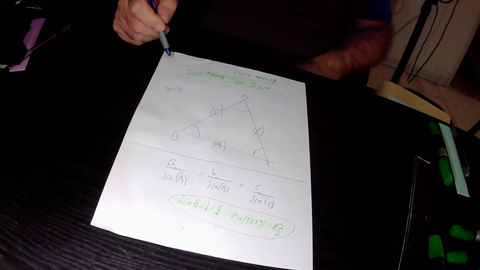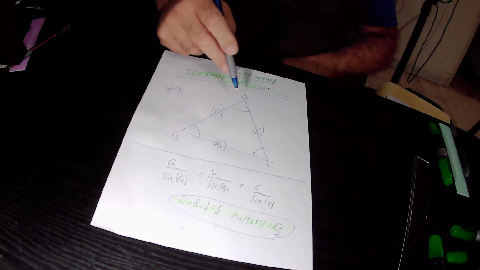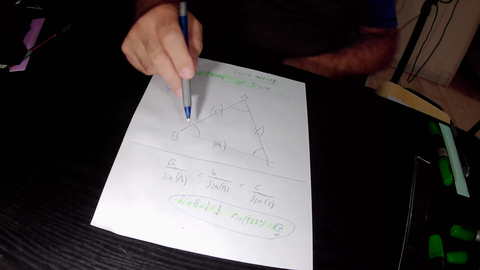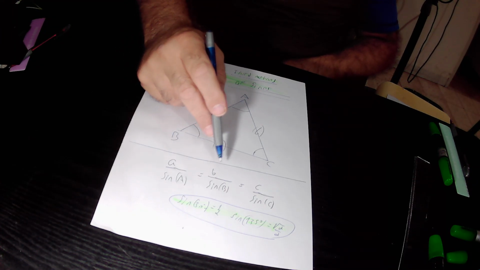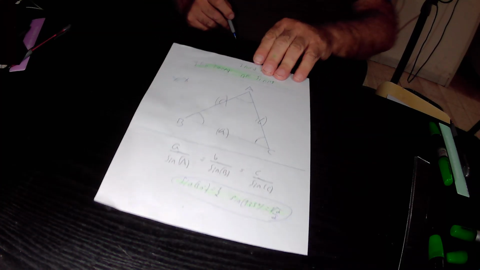So in this triangle ABC, that could be any triangle, according to the law of sines, the following equation is true: a over sin A equals b over sin B equals c over sin C. Again, a over sin A equals b over sin B equals c over sin C. So you can actually apply the law of sines.